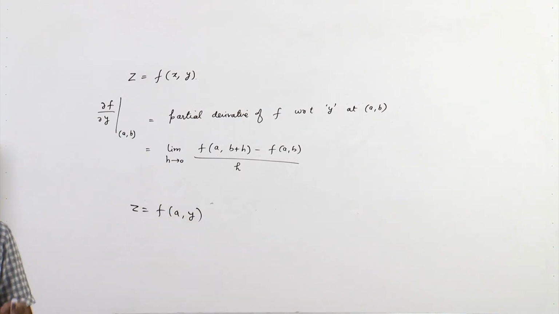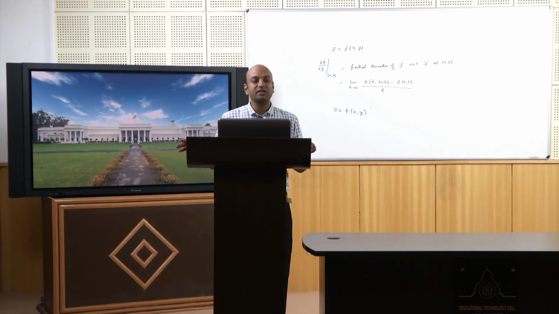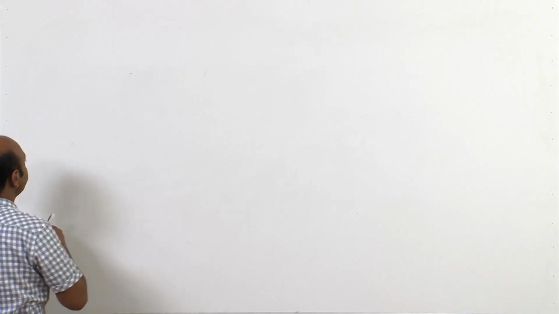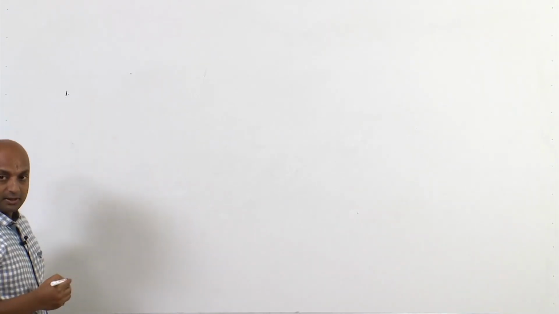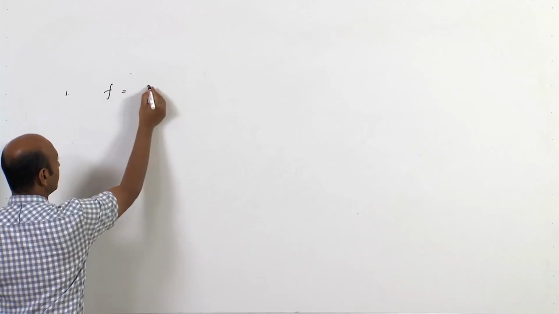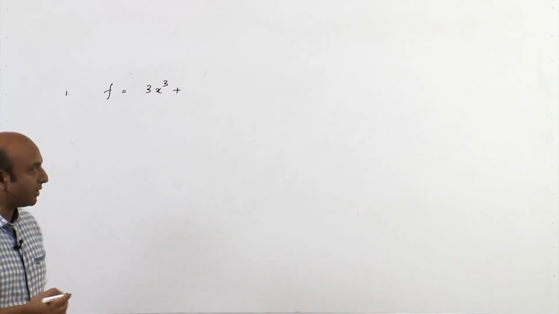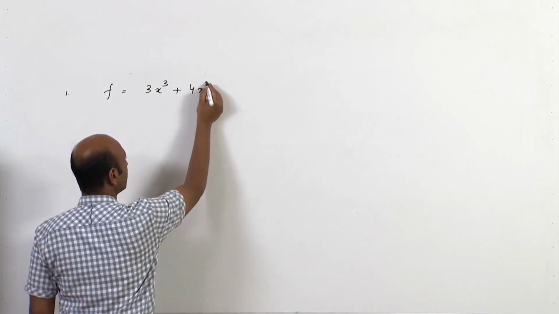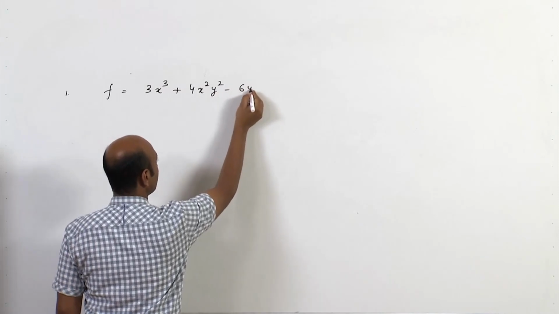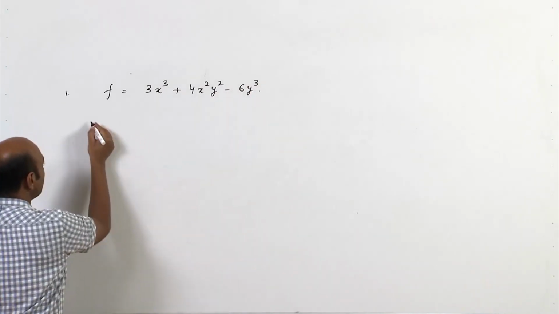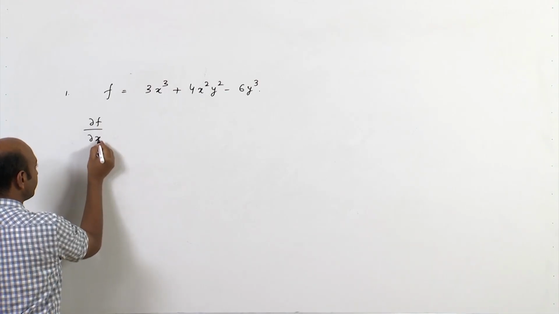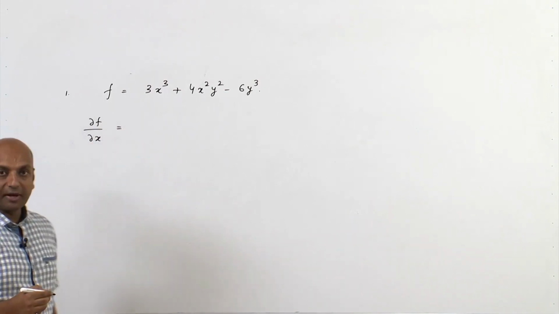Okay. So, this is how we can define the first order partial derivative of two variable functions with respect to x and y. Now, we will see some problems based on this. Let us see. The first problem is f equal to 3x cube plus 4x square y square minus 6y cube. Now, suppose you want to find del f upon del x at any point (x, y).